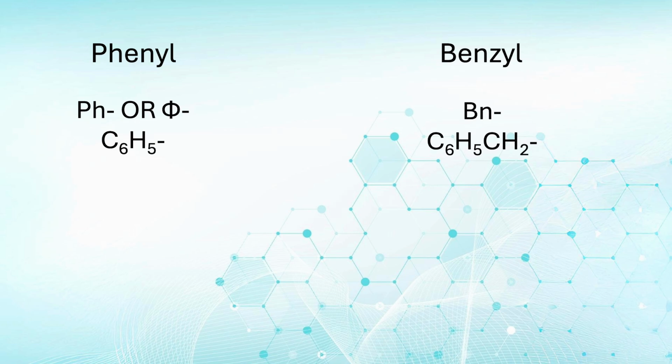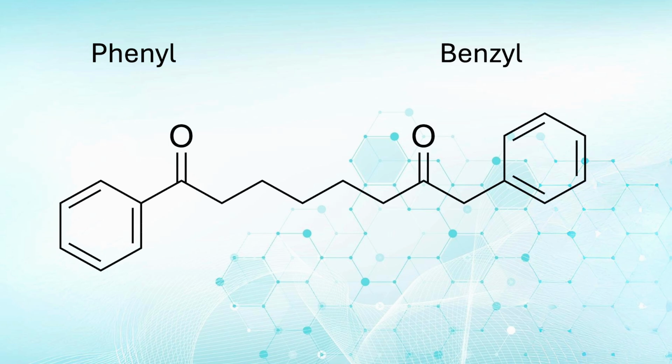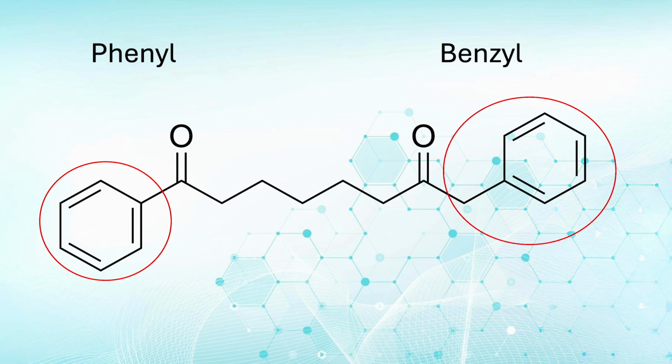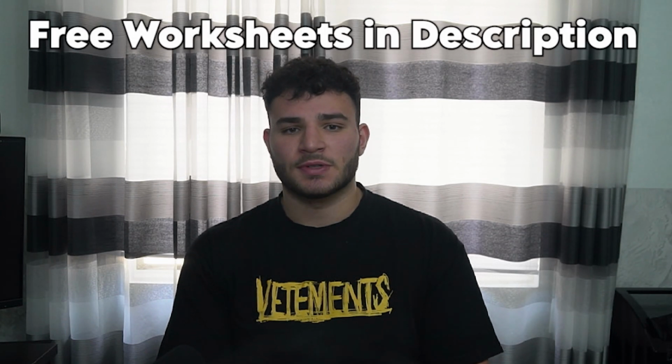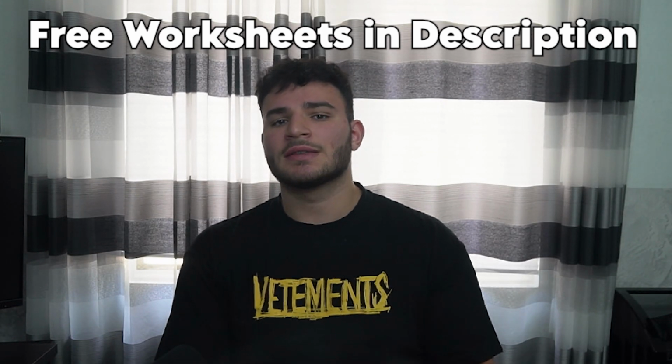If you had to circle to show either one of these groups, you would only circle the ring to show the phenyl group, while you would also circle the CH2 to show the benzyl group. In this video, we defined alkyl groups, alkenes and alkynes as functional groups, and benzyl versus phenyl groups. In the next video, we will move on to our next functional group.